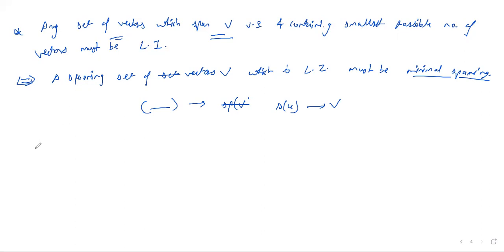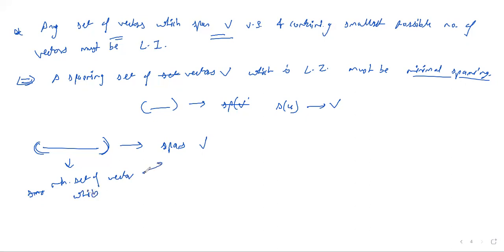I am saying that I have this set of vectors which spans V, and this set contains the smallest possible number of vectors, the minimum possible number of vectors which can span V. Then this set of vectors must be linearly independent.